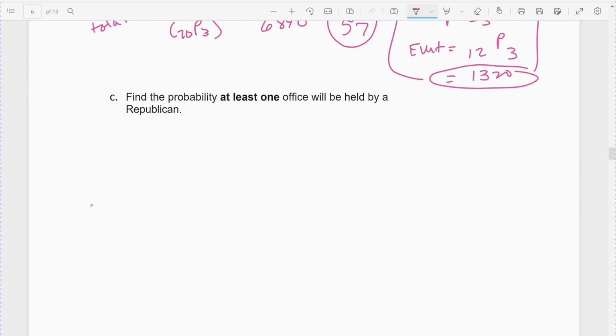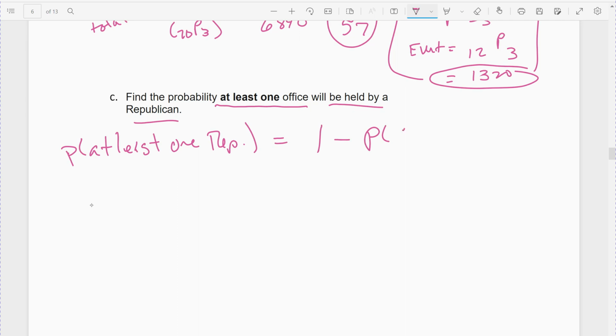All right, next example. I believe this is the last example. Find the probability at least one of the offices will be held by a Republican. So probability, remember this is the at least case. We have a special way to do this. Which means one of the 3 is held by a Republican, or 2 of the 3 are held by Republicans, or all 3 are held by Republicans. The easiest way to do the at least one case is use the complement. 1 minus the probability that it's held by no Republicans, which means all Democrats.